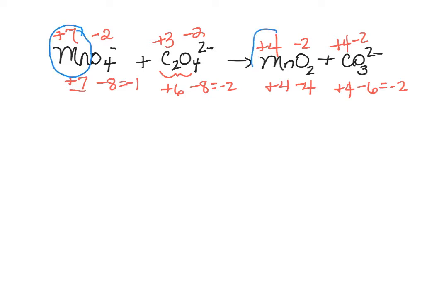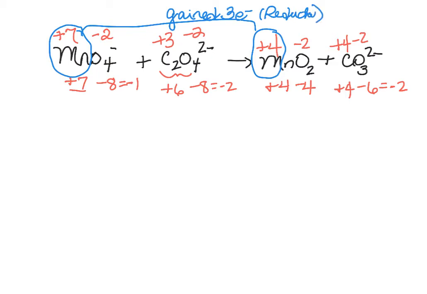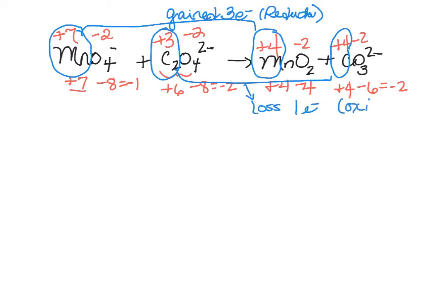And I see that manganese has gone from +7 to +4, which means it has gained 3 electrons. 7 minus 3 is 4. And gaining electrons, that is our reduction half reaction. And what else has changed here? Carbon has gone from +3 to +4, which means we have a loss of 1 electron. And losing electrons means oxidized.